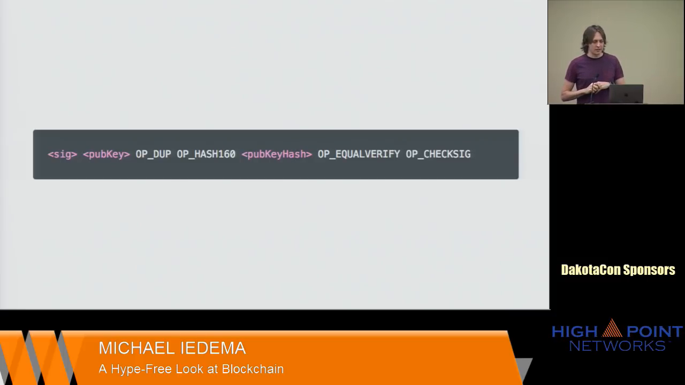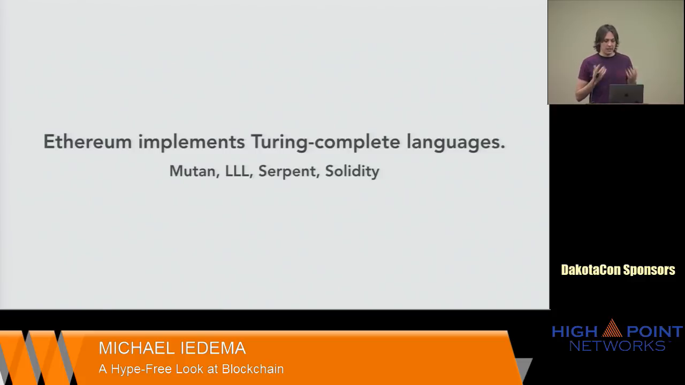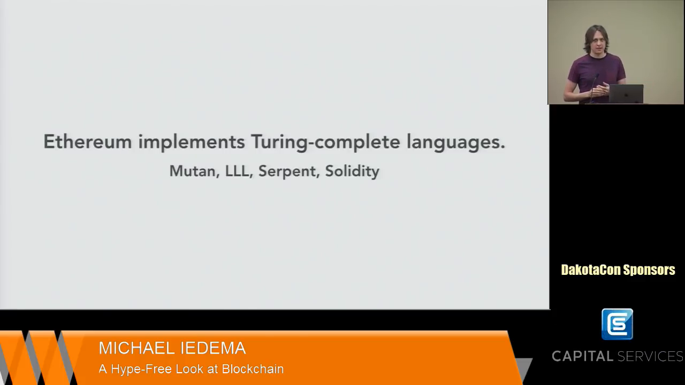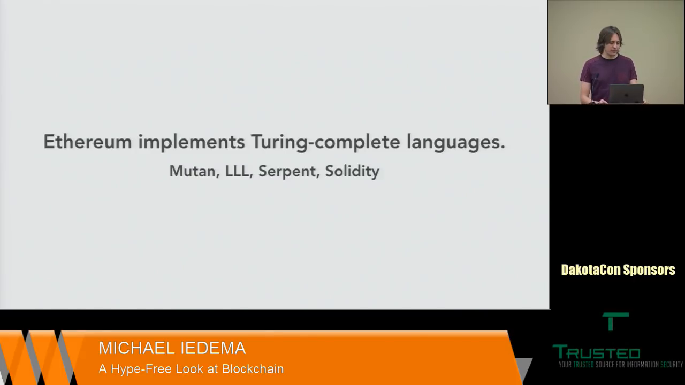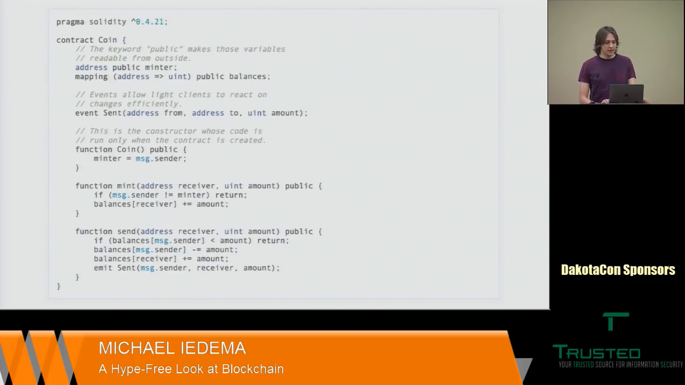So this guy said, what if it just let you program inside the blockchain? Instead of having the blockchain be a fixed set of functions, why don't we just allow languages to be compiled and loaded into the blockchain and executed? So they have Turing-complete languages. Languages, not just one. They've come through 4 now: Mutan, LLL, Serpent, and Solidity. And Solidity looks pretty approachable. It looks like JavaScript.